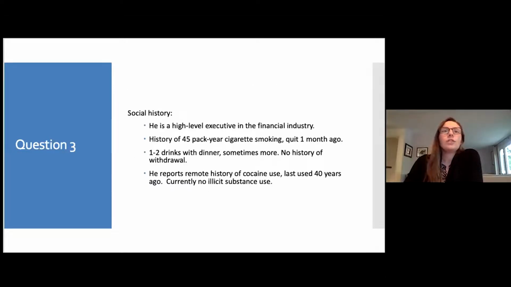His social history is significant for the following. He is a high-level executive in the financial industry. He has a history of 45 pack years of cigarette smoking, and he quit 1 month ago. He regularly has 1 to 2 drinks with dinner, admits to sometimes having more, but has never had any alcohol withdrawal. He also reports a remote history of cocaine use. His last use was 40 years ago and currently reports no illicit substance use.